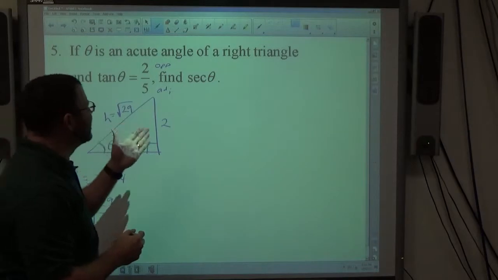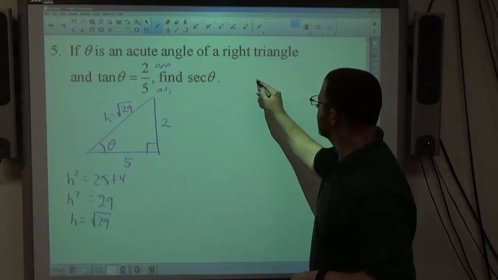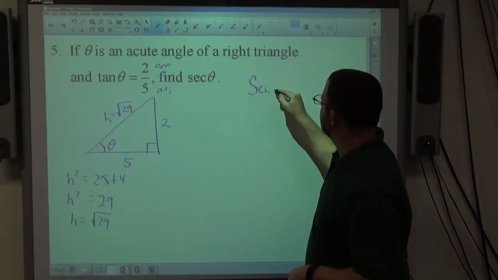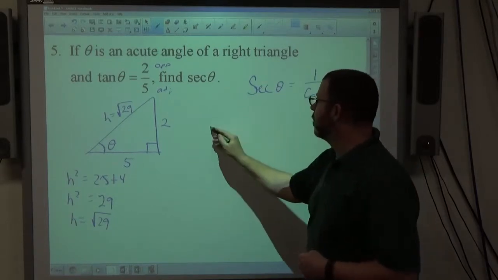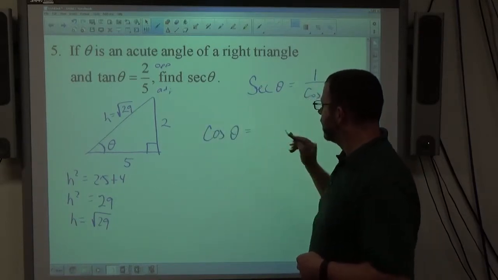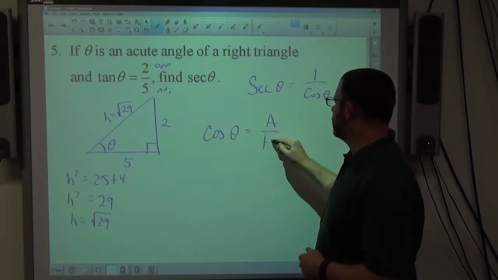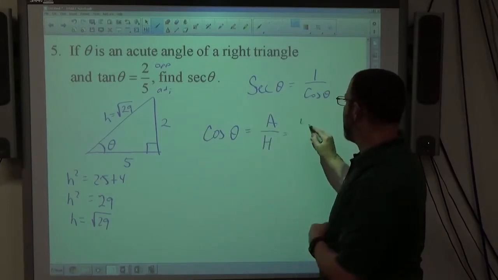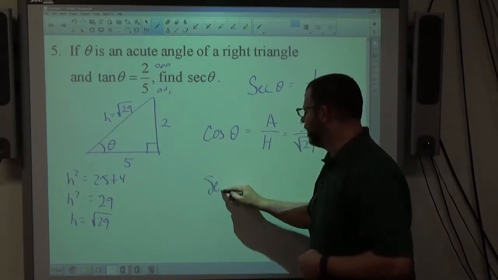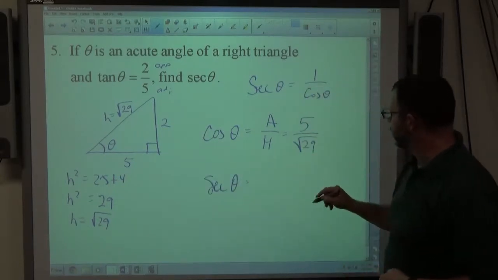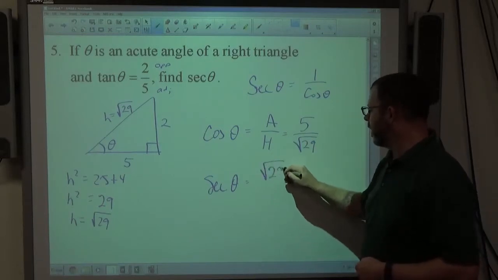Okay, they asked me to find secant of theta, and I recall that secant of theta is equal to 1 over cosine of theta. So if I can figure out cosine of theta, cosine is adjacent over hypotenuse. In this case, adjacent 5 over hypotenuse is the square root of 29. That means that secant of theta is going to be the reciprocal of cosine, so it's just going to be the square root of 29 over 5.